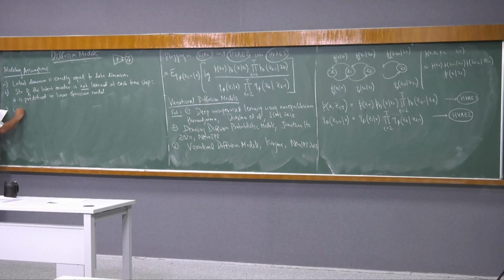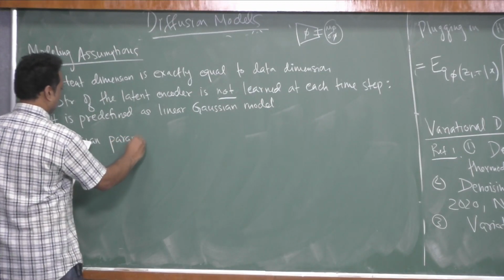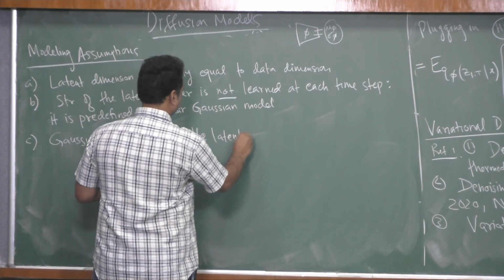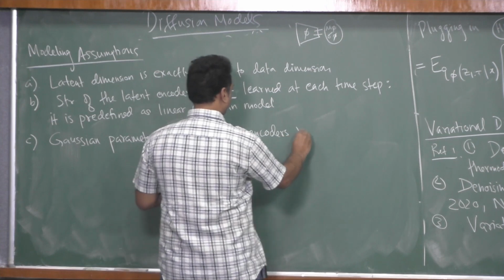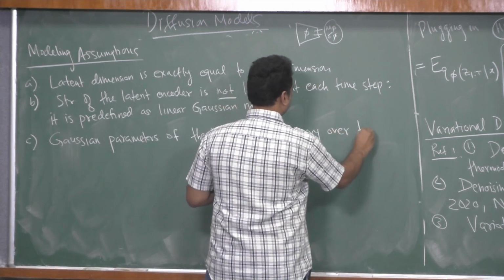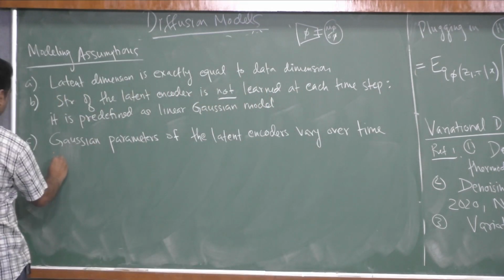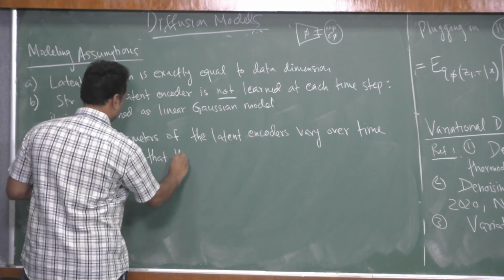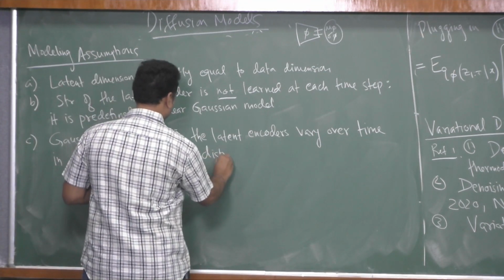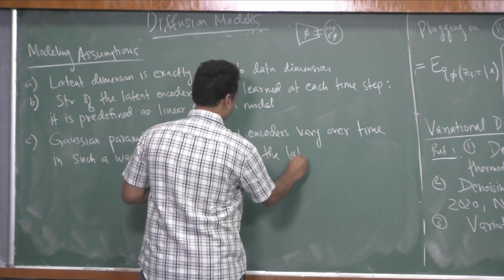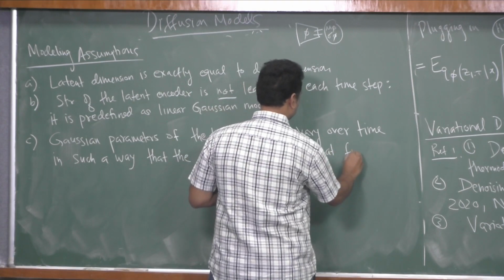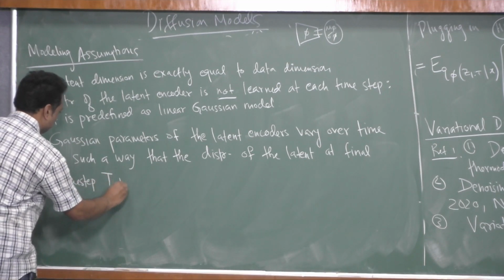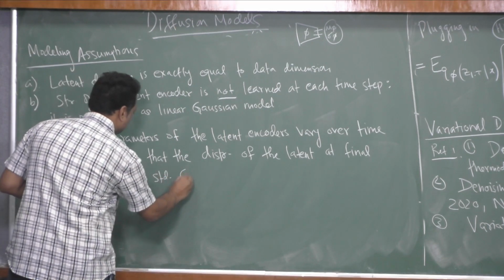So the Gaussian parameters of the latent encoders vary over time in such a way that the distribution of the latent at the final time step t is a standard Gaussian.